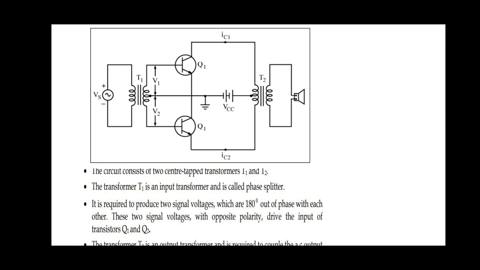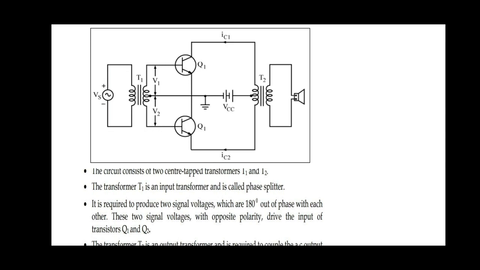The effect of ripple voltage of the power supply due to inadequate filtering is balanced out because of the flow of ripple current in opposite directions in the primary of the output transformer.